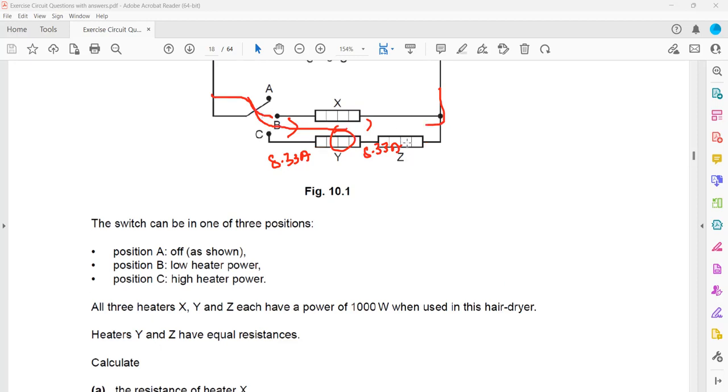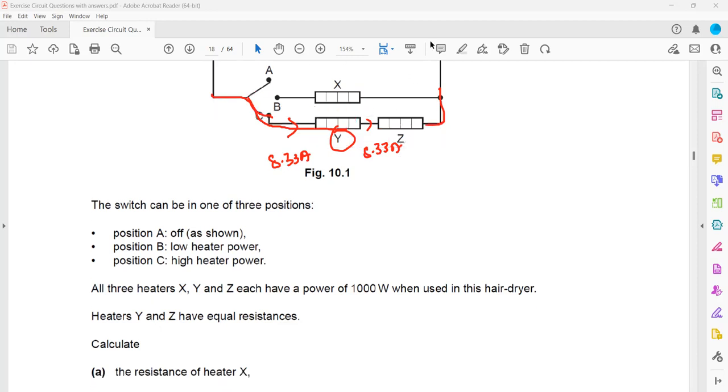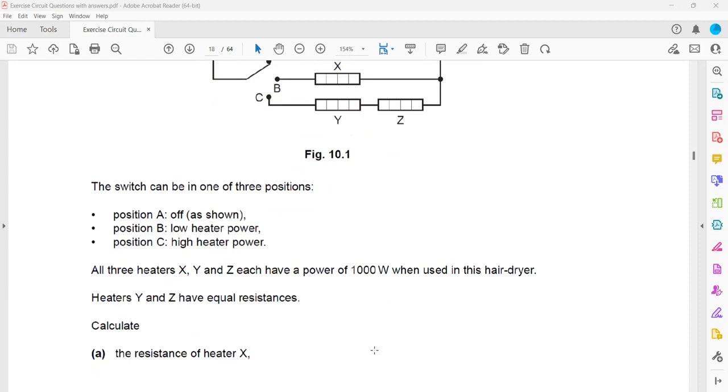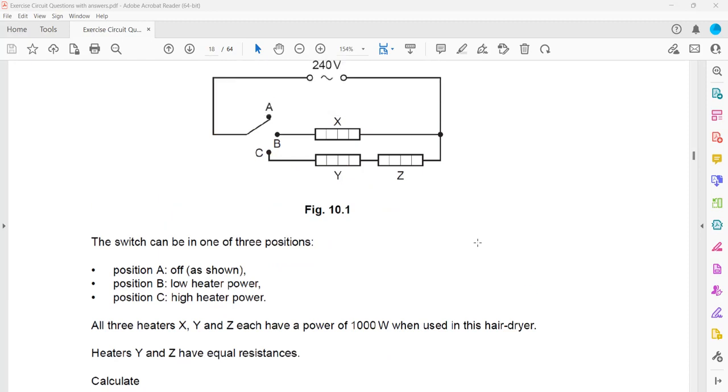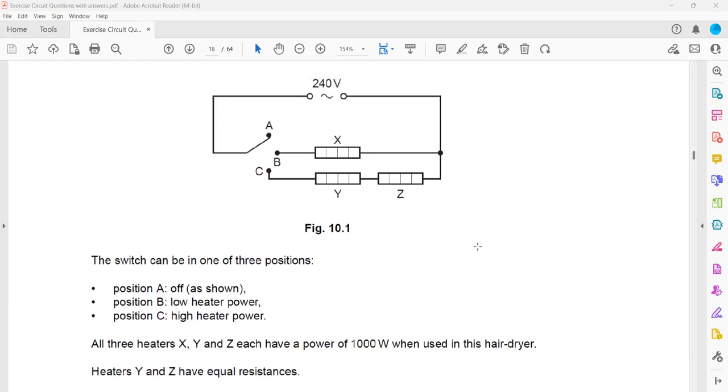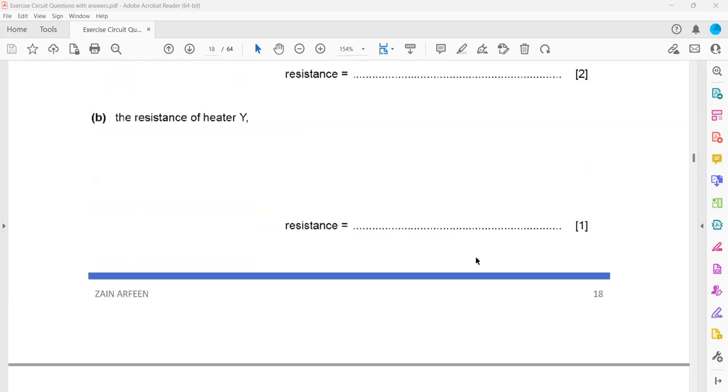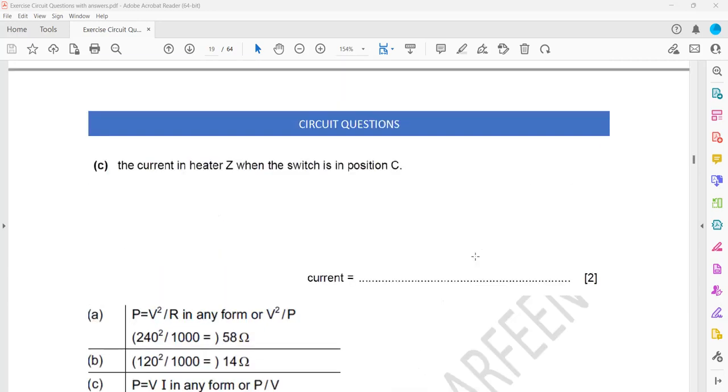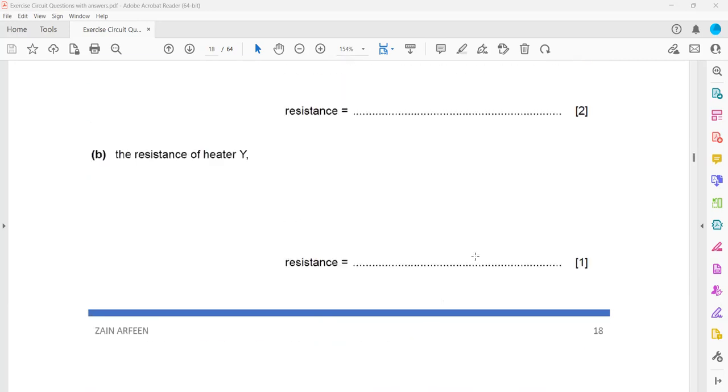X will be different, because X is a different resistor. X is in parallel. In parallel, the current... Yes, if they ask to calculate, for example, if the question is not about calculating the current from the battery, but calculate the current in heater Z.